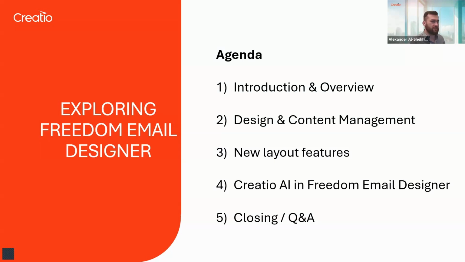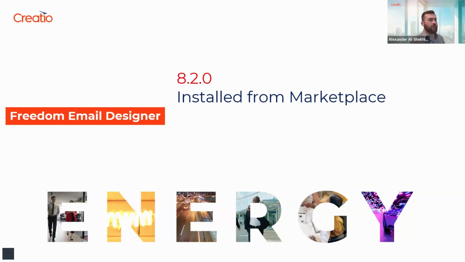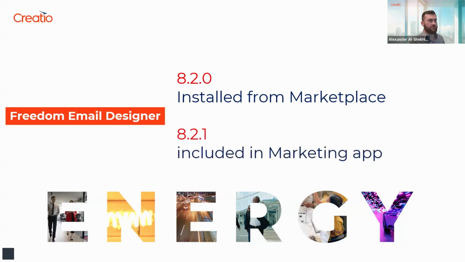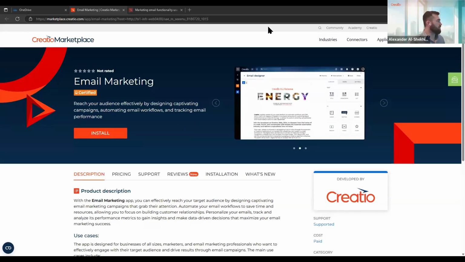And before we go and design the email, let me just tell you about the versions where you can get the Freedom Email Designer. It's available from version 8.2, but if you are on version 8.2.0, you can install it from Marketplace. But from versions 8.2.1 and beyond, it's already included in the marketing app. If you open the marketing, you should be able to see the following link. Let me show you. So you can install the email marketing app from our marketplace.